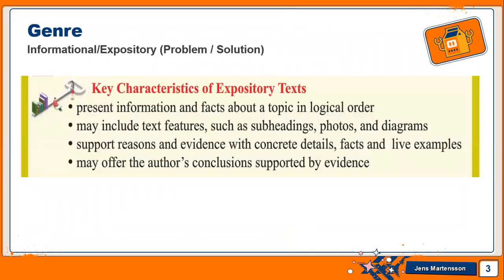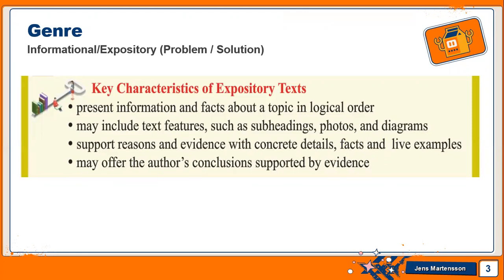Now, the genre for this lesson is expository or informational, which we studied before. So in an expository text, the text would be providing information and facts about a specific topic, and for sure in a logical order for you to understand the point that's being presented. The organization of this informational text is problem solution, which means this text will be presenting for you the problem of mass tourism and then suggesting some solutions to solve this problem. This genre, as we said, presents information and facts about a topic in logical order.